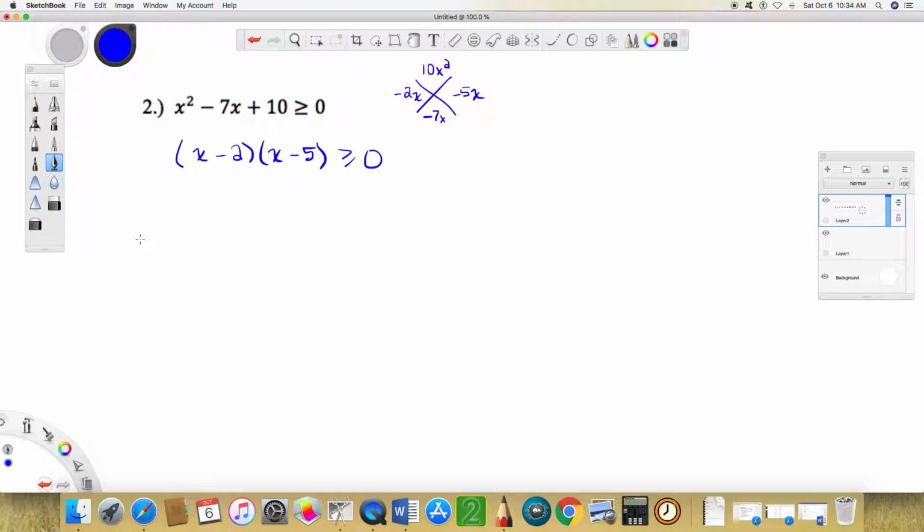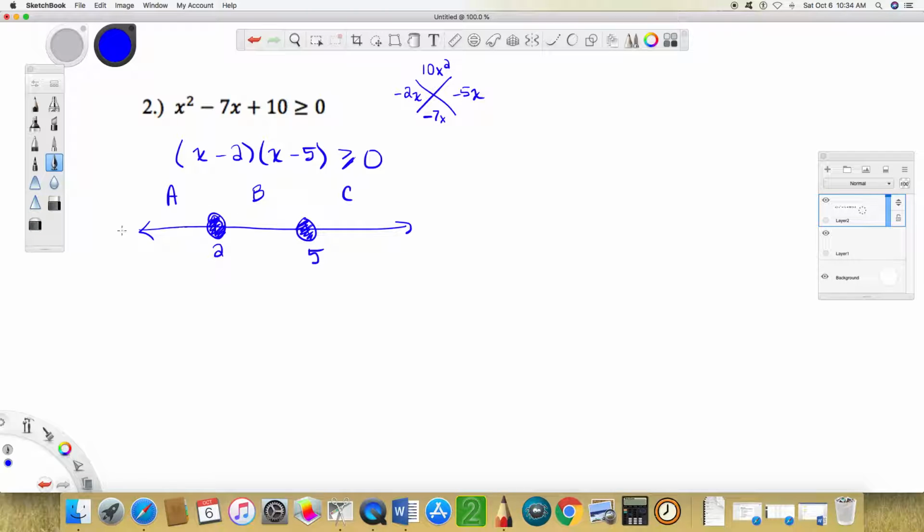That gives us two critical points that we can place on a number line. Our first decision will be whether to shade in and include our endpoints, these critical points, or exclude them. That's determined by the inequality. Since it's greater than or equal to, it's underlined, so we include these endpoints in our solution set.